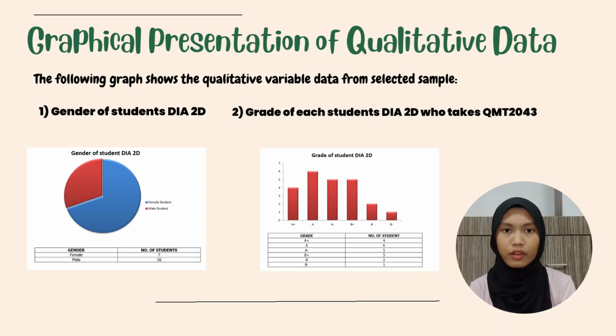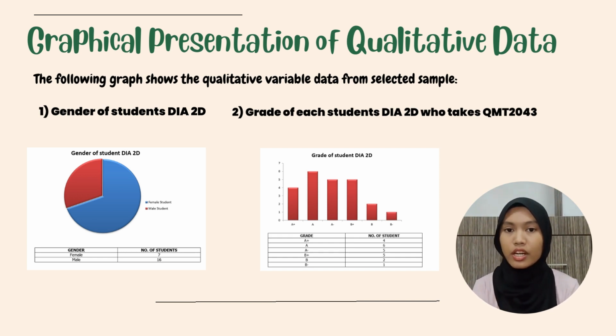Graphical presentation of qualitative data. The following graph shows the qualitative variable data from the selected sample. Number 1 is gender of students in DIA 2D. So, this pie chart shows gender of students in DIA 2D. The number of female students is 7, meanwhile the number of male students is 16.